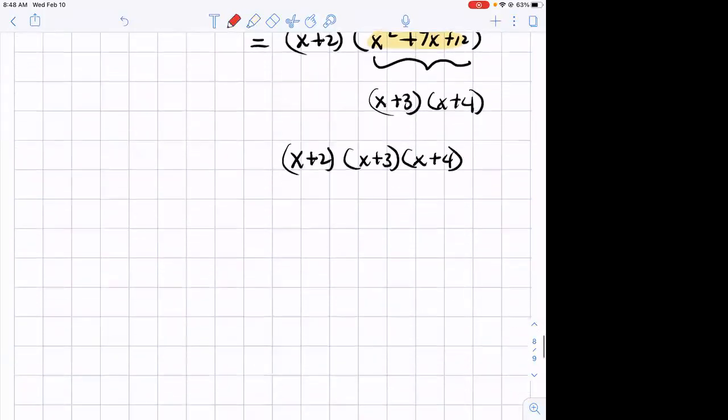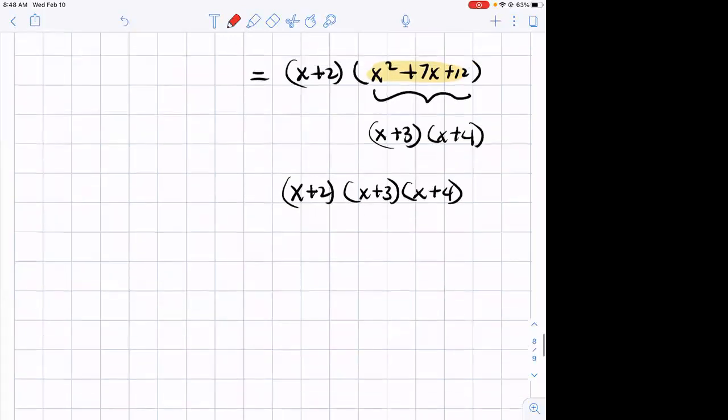So with a few more practice problems you should become better at this, and I always urge you to try additional practice problems.